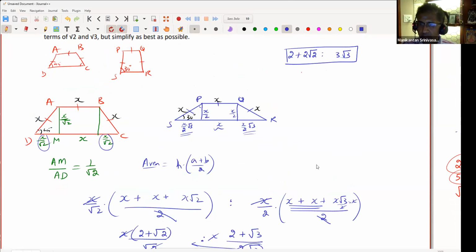But conceptually, it's very simple, guys, right? 30, 60, 90, you should be able to figure out any side length. 45, 45, 90, you should be able to figure out any side length, given you know one side. That's the main idea. Area of a trapezium, you guys should know. Those are the 3 main things.